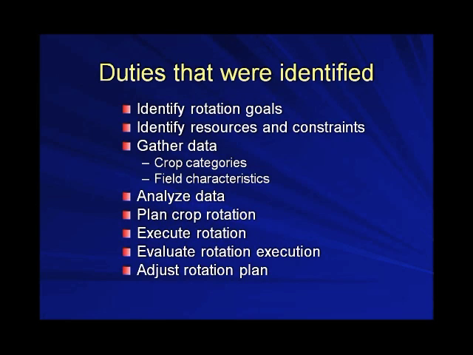So these are the duties they identified. Start by identifying the goals of the rotation, what you want to accomplish. Then the resources and constraints that the farm is operating under, gather data, and in particular categorizing crops into different groups by planting date and so forth, family, that sort of thing. Field characteristics, the different soil types and aspects and things. And then they analyze the data. They actually put the plan together, that is, place crops onto fields in some sort of sequence. Then they execute the rotation, that is, grow the crops. That's what it boiled down to. And then evaluate the rotation, how well it was executed, and make adjustments to the plans, plan for next year.